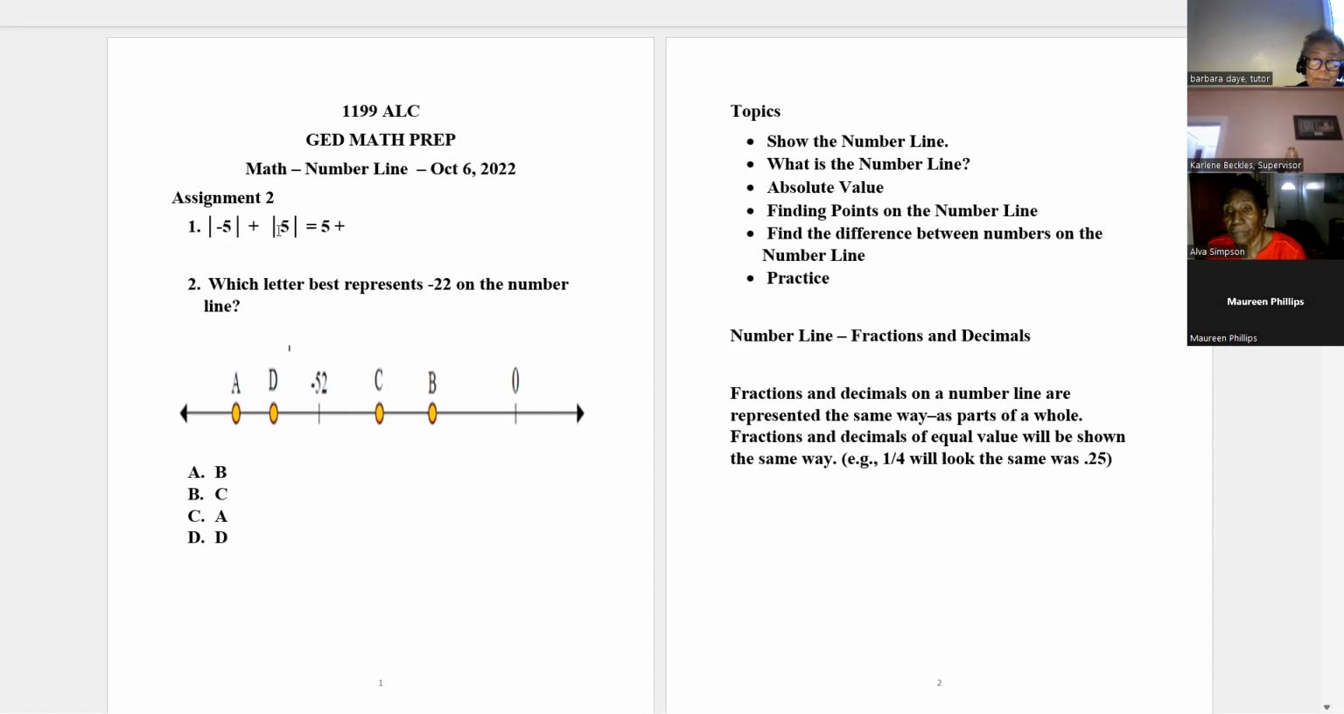It's positive. No sign on absolute value. So the absolute value of 5, and it's a plus 5. I'm talking to Alva. Alva, what's the absolute value of 5 right here? Remember, the number between two vertical lines is absolute value. So what is the absolute value of 5 right here?